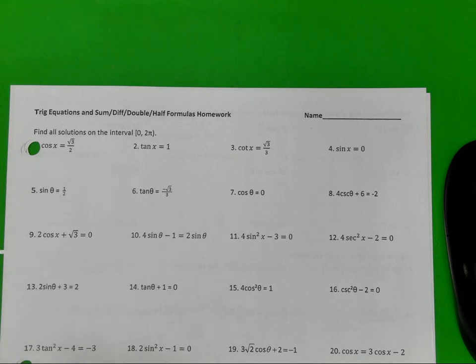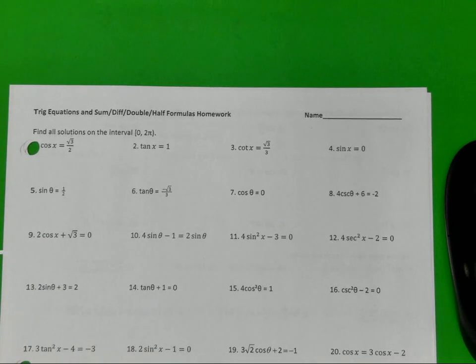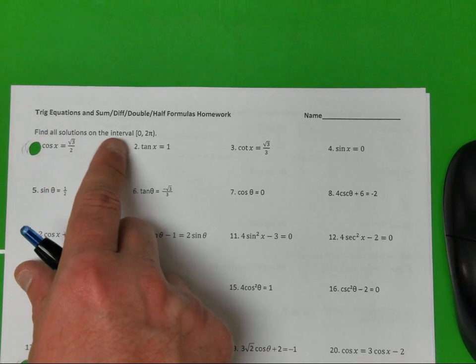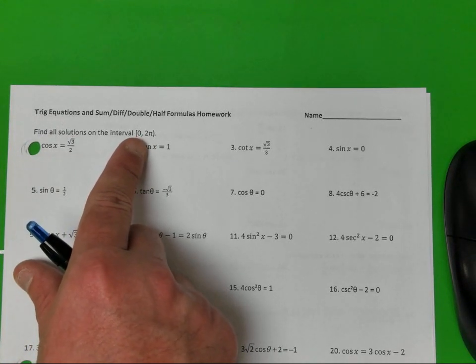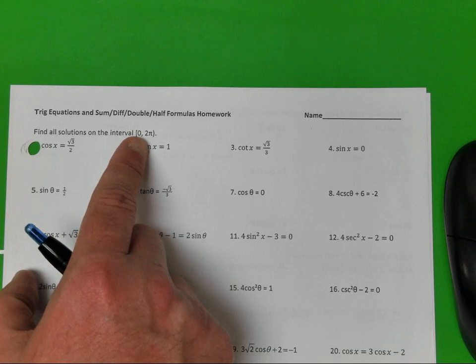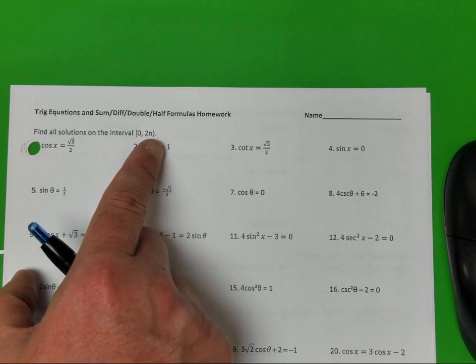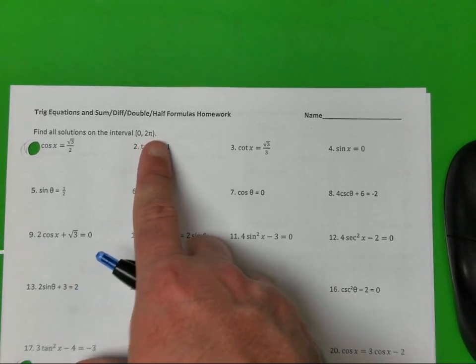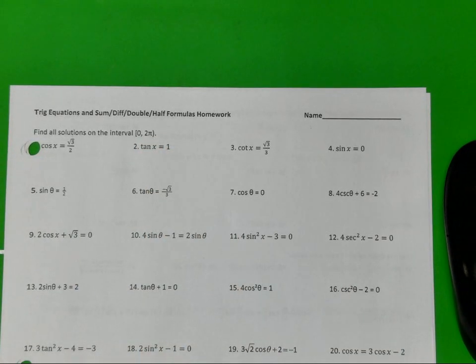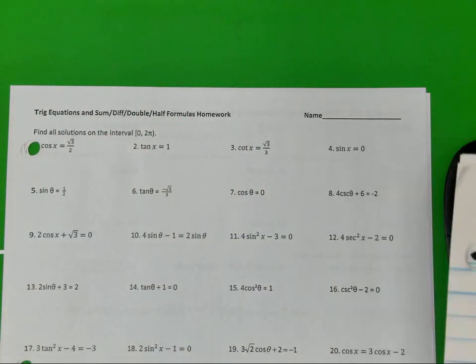We're going to look at 1 through 10. Remember, it's very important to read your directions. It says find all solutions on the interval 0 to 2 pi. Remember, 0 has a bracket around it, so 0 could possibly be your answer. 2 pi has a parenthesis around it, so 2 pi could not be your answer. But if there was a bracket there, it could have been. Alright, so I'm about to work these problems in my notebook. I just want you to see what page I'm getting this off of, okay?